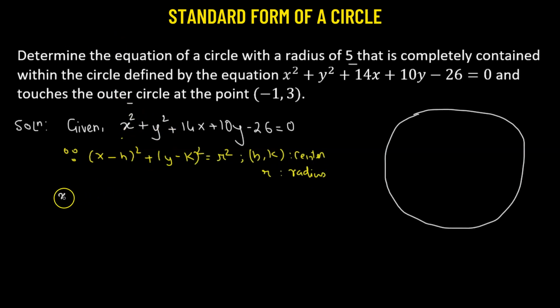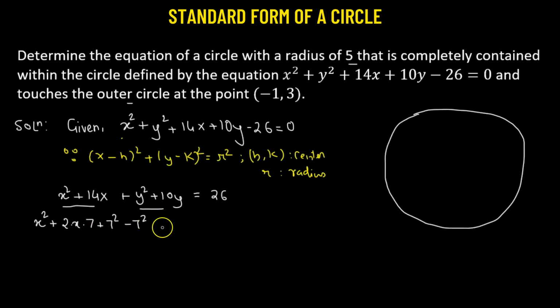All we have to do is write the terms containing x together. So we have x squared plus 14x, and then we'll combine the terms containing y. We have y squared plus 10y equals 26. We have transposed -26 to the right hand side. Our goal will be to convert x squared plus 14x to a perfect square, as well as y squared plus 10y. That's very simple. All we have to do is rewrite the second term 14x as a multiple of 2. So we have 2 times x multiplied by 7. Now this number 7 tells us that we need to add 7 squared to it, and this being an extra term, we'll also have to subtract 7 squared from it.